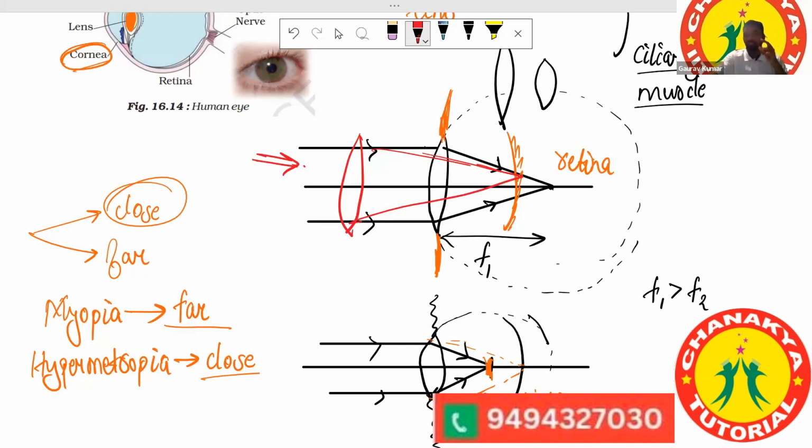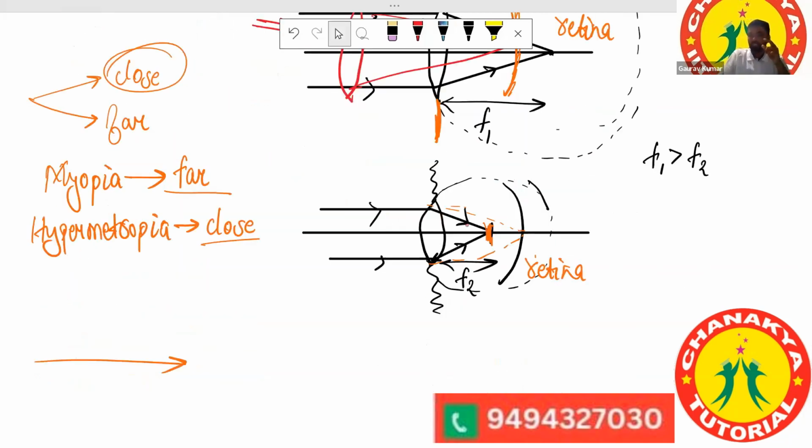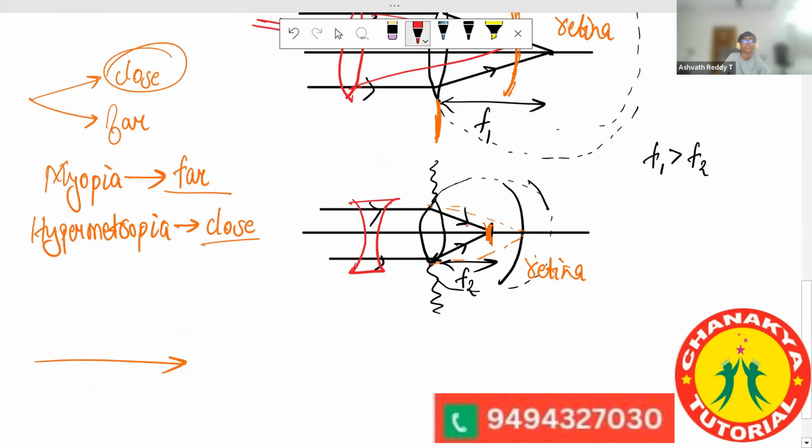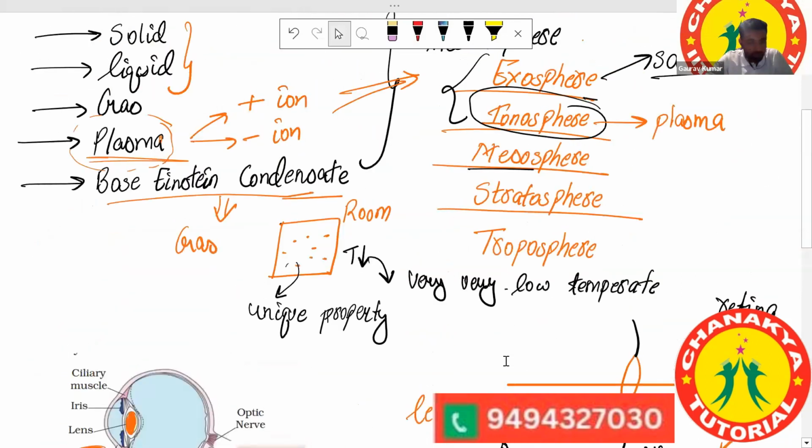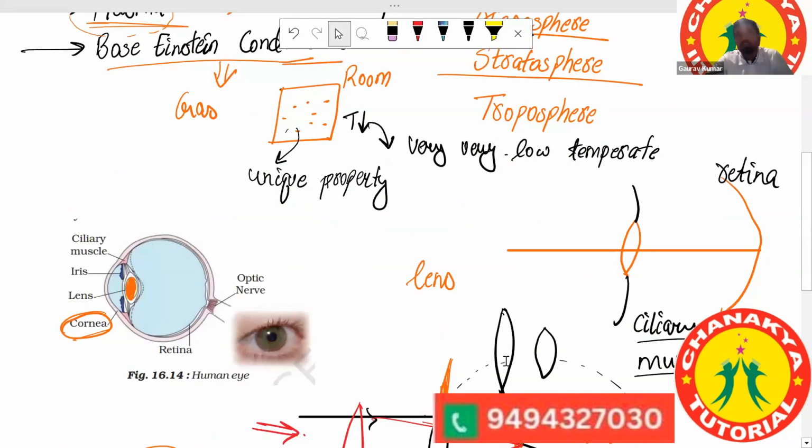Similarly, when the light is concentrated before the retina, in this case we use a concave lens. These are two types of lenses. What a concave lens does is diverge the light, so the image will be formed at the retina. So this is the reason why we use lenses, or we say glasses, external glasses. So your question was about that optical lens, right?